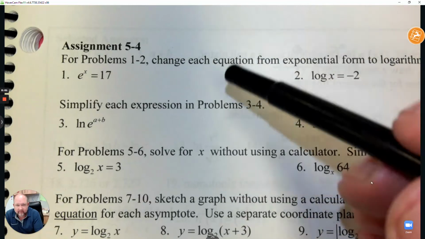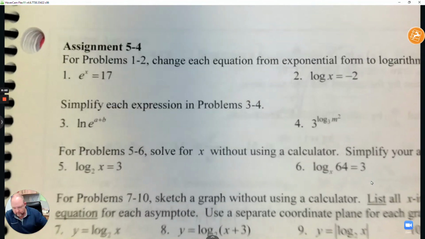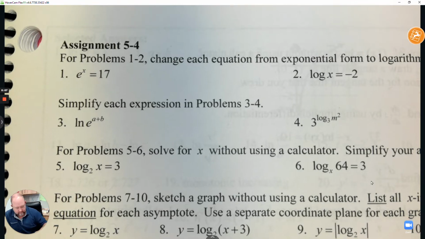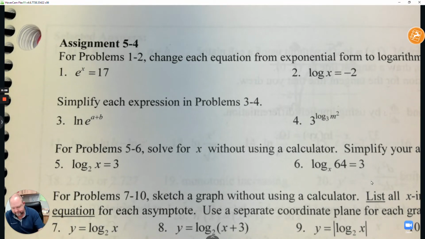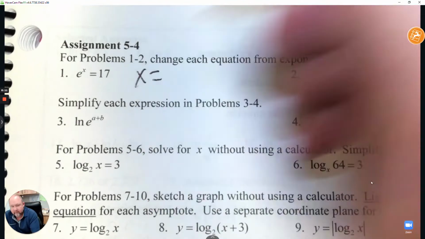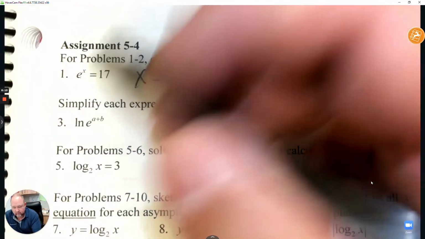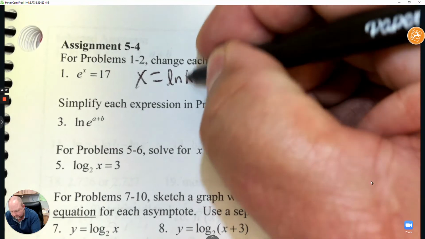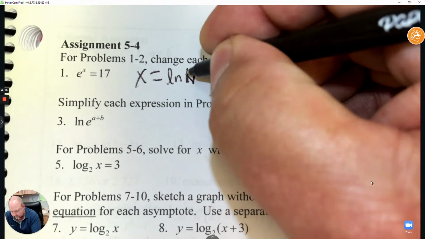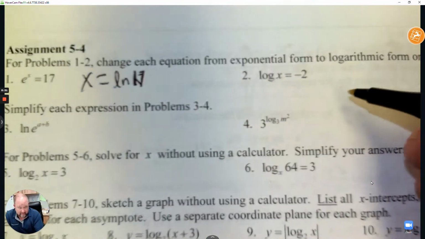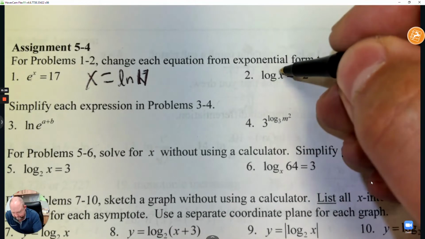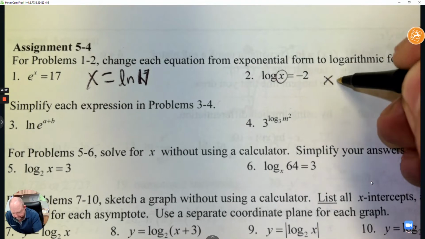All right, assignment 5-4. For problems 1 to 2, change each one to a logarithm. Easy peasy. Start with the exponent. The base of a logarithm that has a base of e is ln, and then what goes inside is 17. Oops, I almost didn't make it easy. Again here, the other way, what's inside the logarithm?